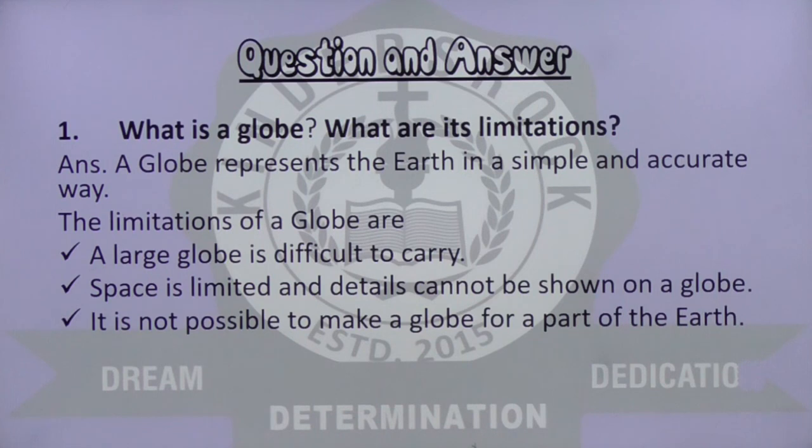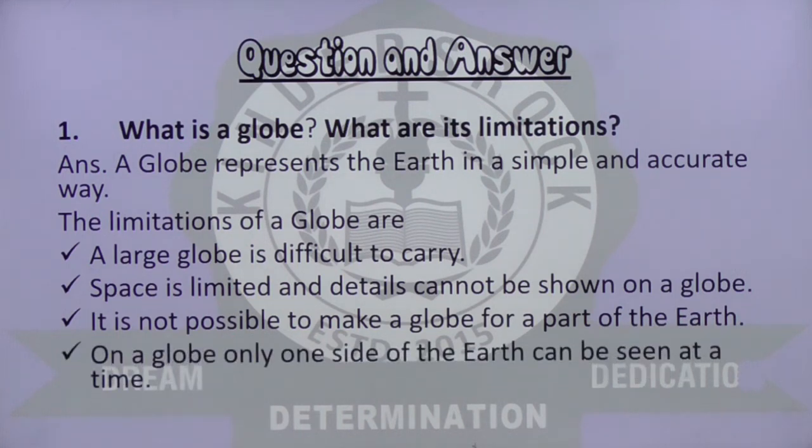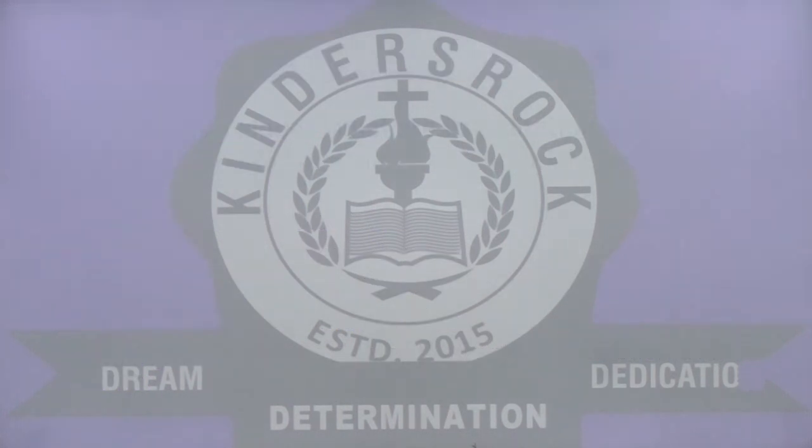It is not possible to make a globe for a part of the earth. On a globe, only one side of the earth can be seen at a time.